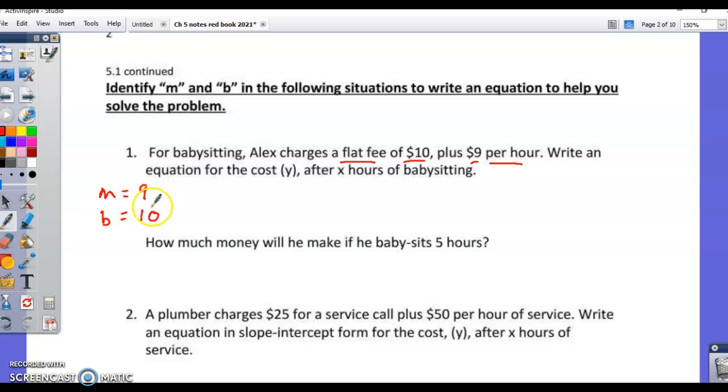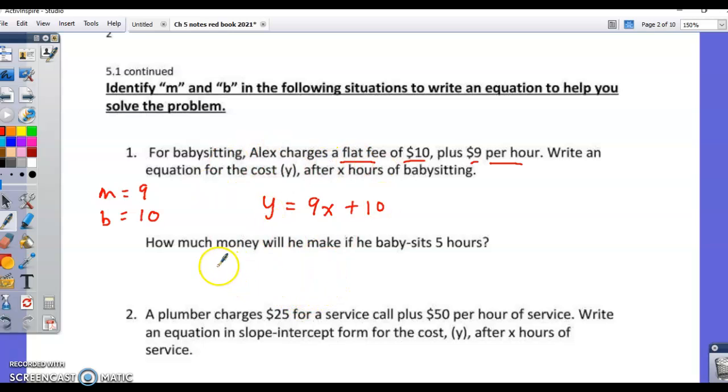So now taking this information, our m and b, just like our previous page, we can write this equation. Our cost, y, how much you charge, equals $9 per hour, mx, plus your flat rate of $10. All right, so now this equation is applicable to any other question that you could ask in this particular problem.